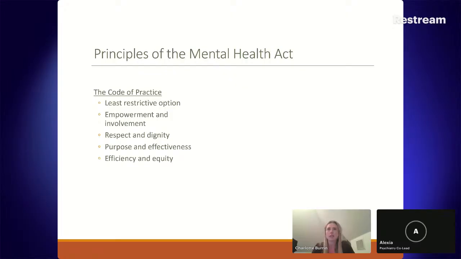Empowerment and involvement is about involving patients in their decisions about their care. Respect and dignity goes without saying: treating patients with respect, being sensitive to culture, religion, gender, sexuality. Purpose and effectiveness: any use of the Act must have a clear therapeutic purpose. If you're detaining somebody under a section of the Mental Health Act, you should be able to say clearly what the treatment goals are and expect that they should be effective. And finally, efficiency and equity. This is about using the powers fairly, lawfully, and without discrimination, and ensuring consistent and timely application of the Act.